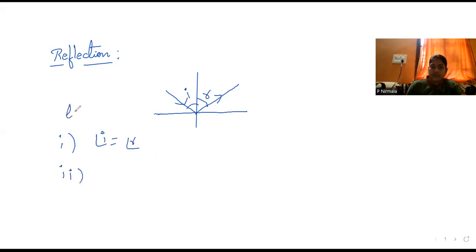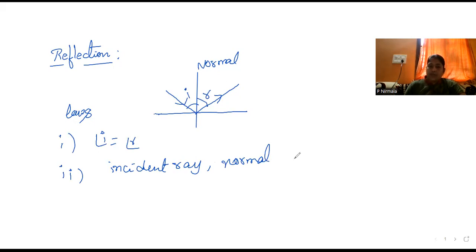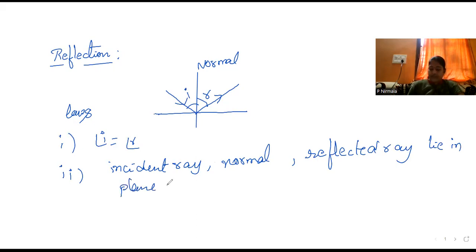The second law is: the incident ray, the normal to the mirror, and the reflected ray all lie in the same plane. So this is the second law. The incident ray, the normal to the mirror, and the reflected ray, these three lie in the same plane. So these are the two laws of reflection.